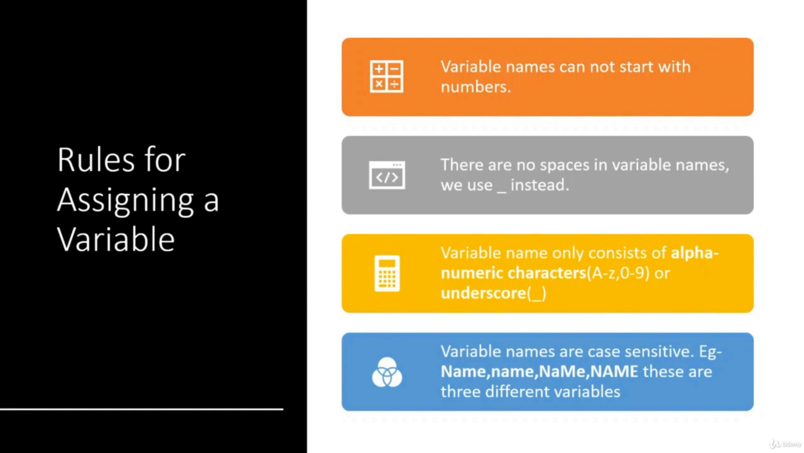Then variable names are case sensitive. Example: Name with capital N, name in small letters, NAme, or complete capital NAME. If we declare these four variables, they are all different variables. If you have declared small name, and somewhere you are using capital NAME, then it will say I don't know what capital NAME is, because you haven't declared it anywhere or assigned any value to it. So it will start showing the error. They are all case sensitive. If you are using small name, you have to use small only. If you are using capital, then use capital.